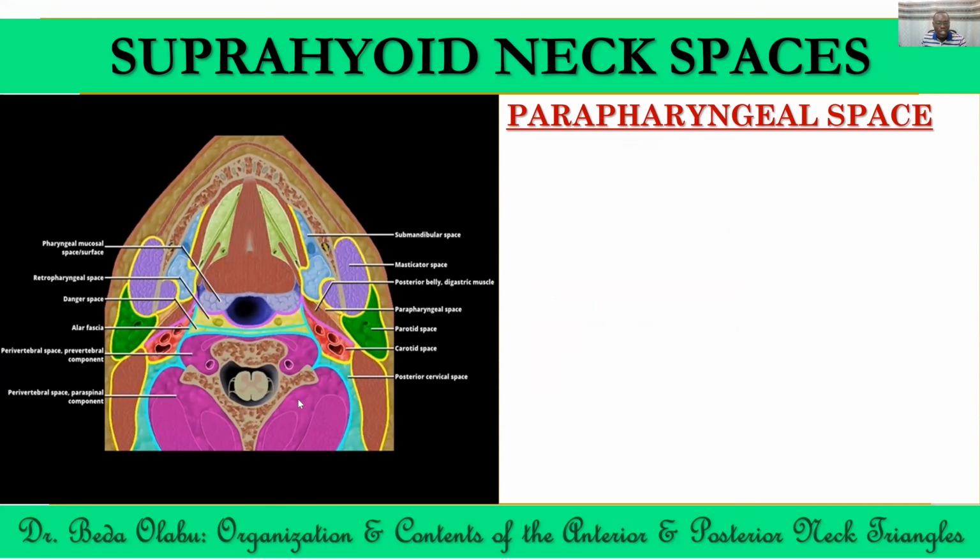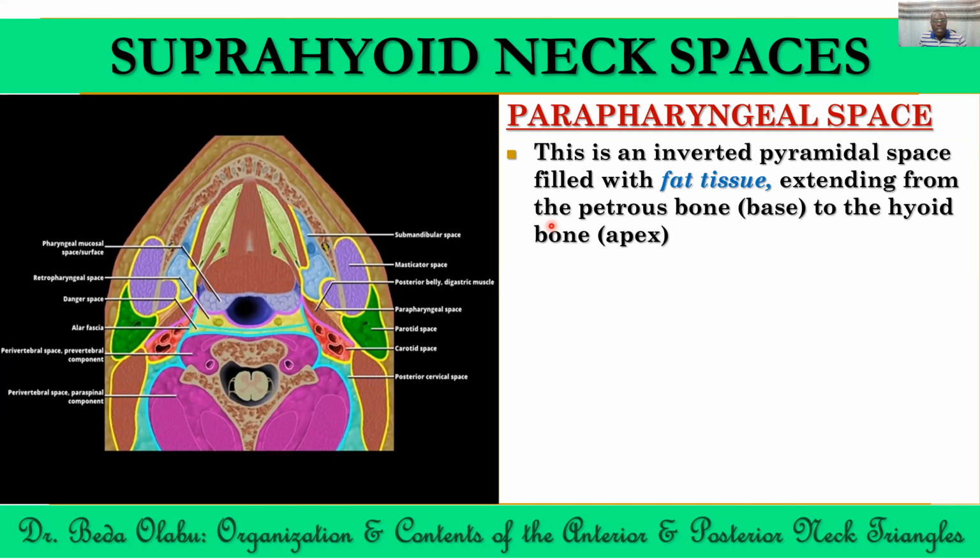Okay, that brings me then to the parapharyngeal space. The parapharyngeal space is a very important space clinically. It's an inverted pyramidal space that is filled with fat tissue, this one. It extends from the petrous bone, and that will be the base of the pyramid, to the level of the lesser horn of the hyoid bone, and that will be the apex.